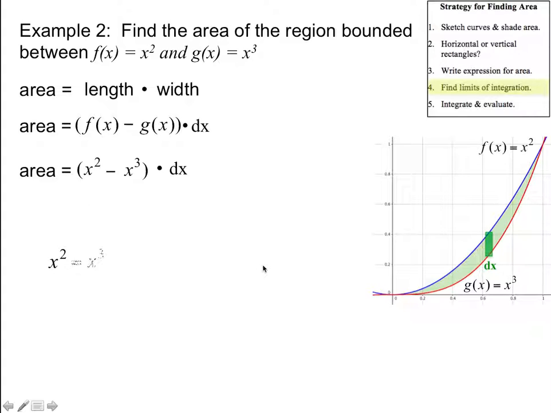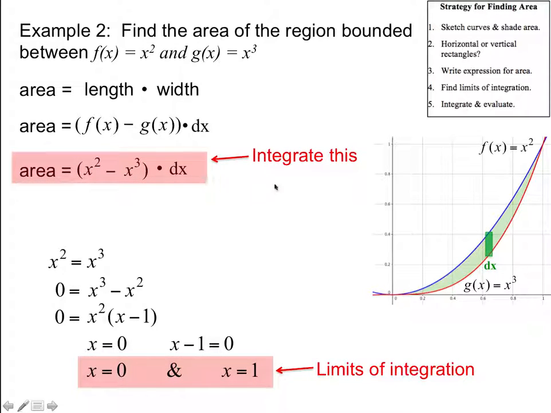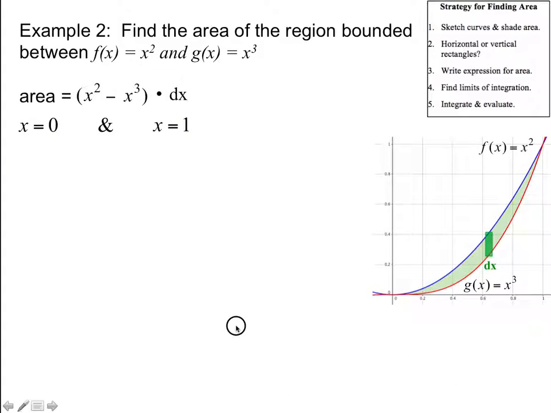But if we want to find them algebraically, we set the two functions equal to each other and factor our functions to find those points of intersection. So I can factor out an x squared, then I have an x minus 1 in the brackets, so I have a repeated root at 0 and another root at 1. And so that's going to set up our integration, and these are going to be the limits of that integration.